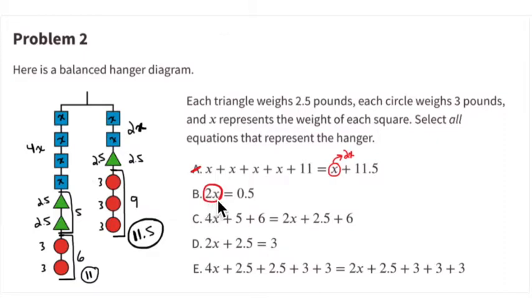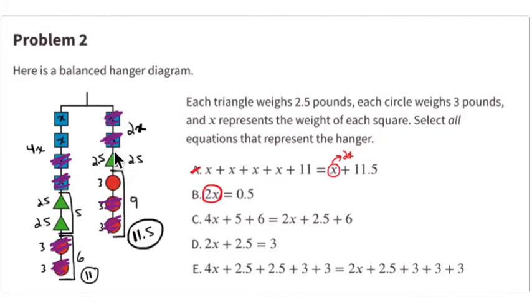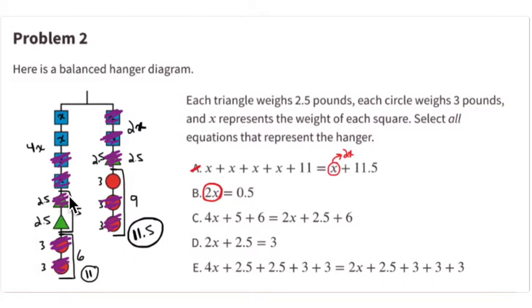B says 2x is equal to 5/10. And so a way to approach this problem is to start removing equal weights from each side and see what you can get down to. So I'm going to remove 2 x's from the left side, 2 x's from the right side. Remove 2 circles from the left side, 2 circles from the right side. And a triangle from the left side and a triangle from the right side.